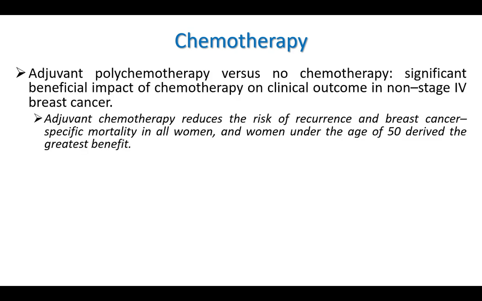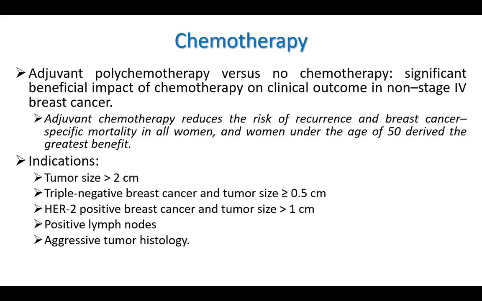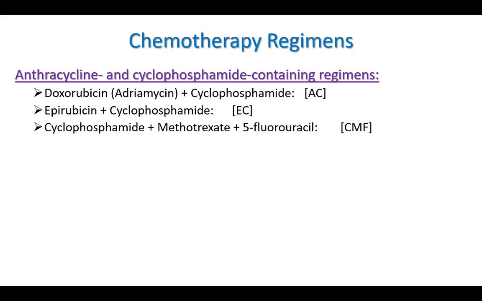Now talking about chemotherapy. Now we're talking about adjuvant chemotherapy with curative intent. Chemotherapy has been shown to reduce the risk of recurrence and reduce breast cancer specific mortality in these patients, especially those who are below 50 years of age. You don't need to memorize the specific indications. So which chemotherapy? We are talking about the curative intent adjuvant chemotherapy.